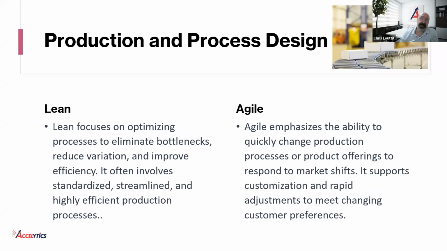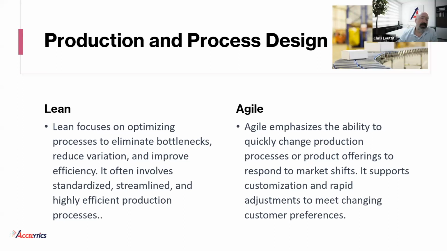The next one is production and process design. When it comes to production and your process design, a lean strategy enables you to focus on your processes to eliminate your bottlenecks, reduce variation, and improve your overall efficiency. This means you have to standardize and streamline your processes in order to get a highly efficient production process.